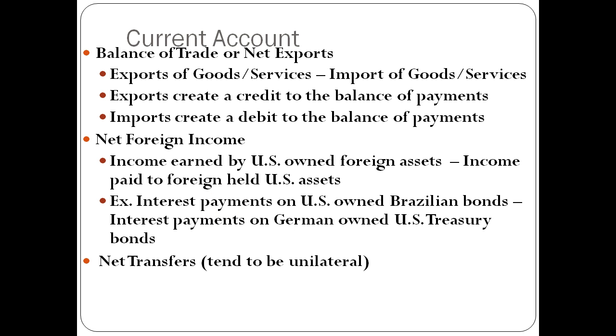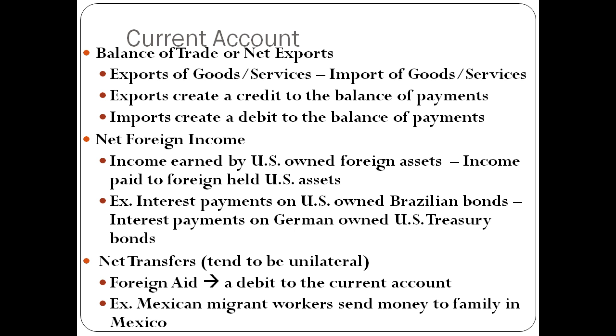You also have net transfers. Now these do tend to be unilateral. So foreign aid is going to be a debit to the current account, because with foreign aid, money is leaving the nation to go to a foreign nation. So it's an outflow of money. So it is a debit to the current account, because in the current account we're looking at those money flows. And an example might be a migrant worker sending money to his or her family in Mexico. Once again, it's going to be a debit to the current account because it's an outflow of money, and that money falls under the current account.